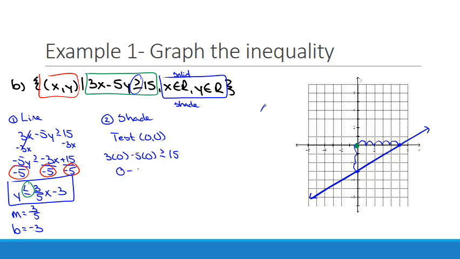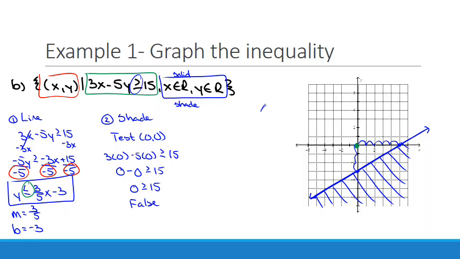That is going to be 0 minus 0 is greater than or equal to 15. Is that true? No, that is false. So that means I'm going to shade the other side of this line. I'm not going to shade the test point region. I'm shading the other side.